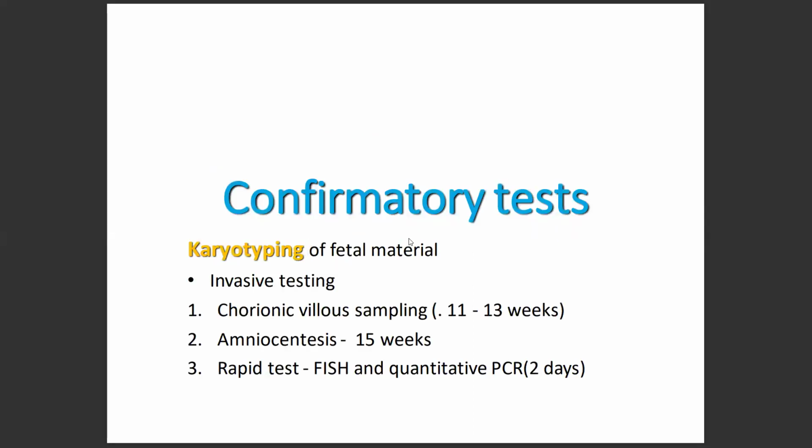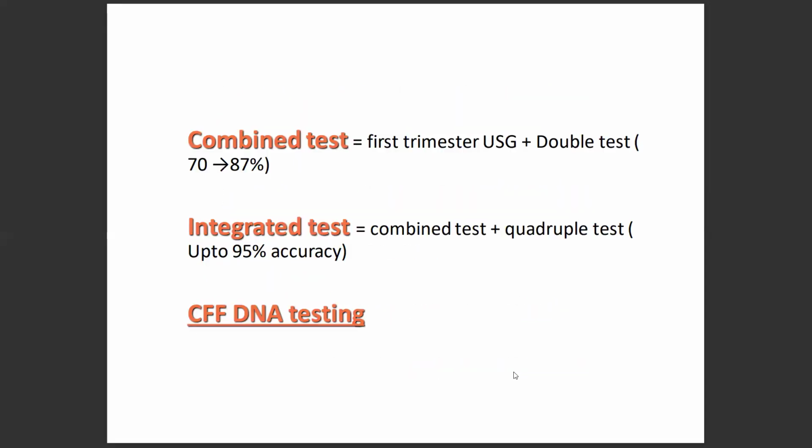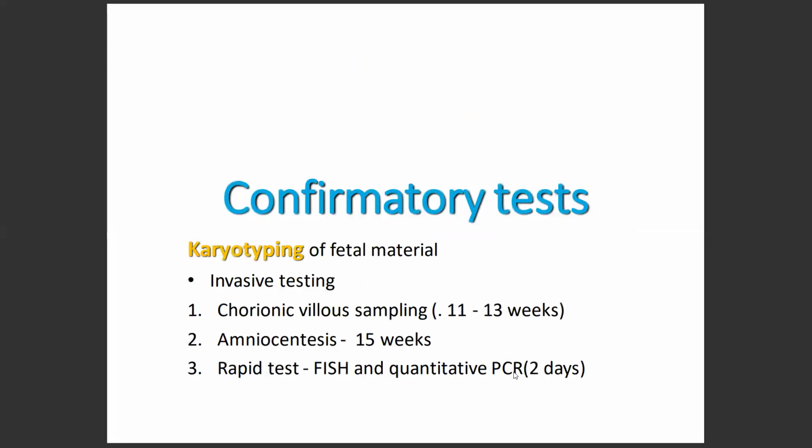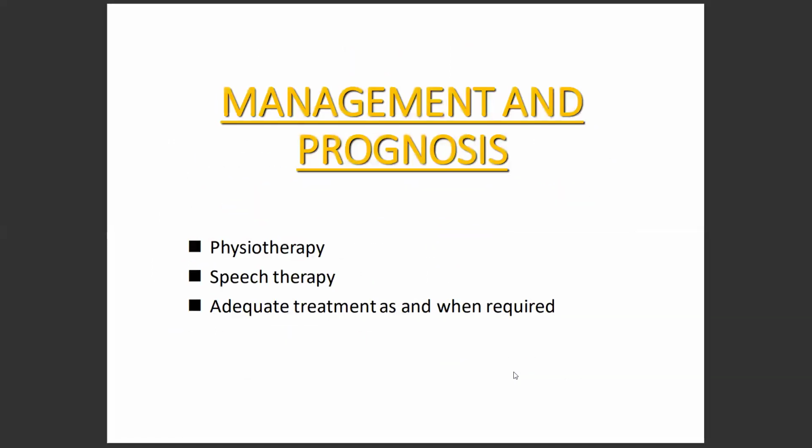Then the confirmatory test is karyotyping of the fetal material, that is by invasive testing like chorionic villus sampling, amniocentesis, and the rapid test using fluorescence in situ hybridization and quantitative PCR. Chorionic villus sampling is usually done at 11 to 13 weeks and amniocentesis at 15 weeks. The rapid test, quantitative PCR, takes 2 days. That is all about the diagnosis. We have the screening test and the confirmatory test. For screening, we have blood investigation to look for the maternal markers of Down syndrome, then antenatal USG, and the confirmatory test is karyotyping. So that is all about the diagnosis of Down syndrome.